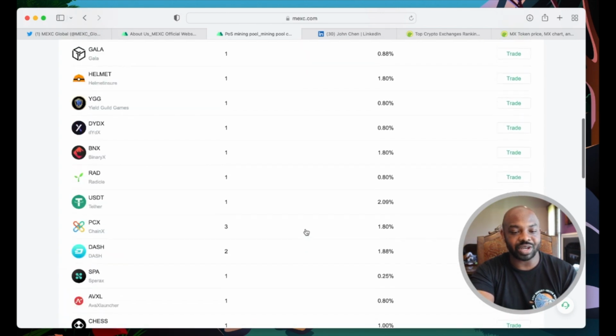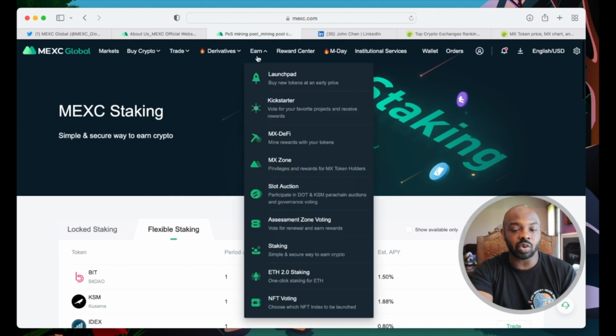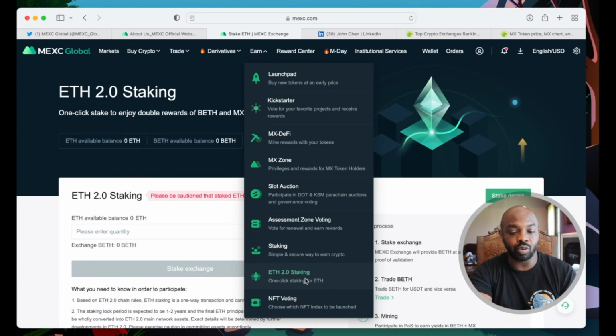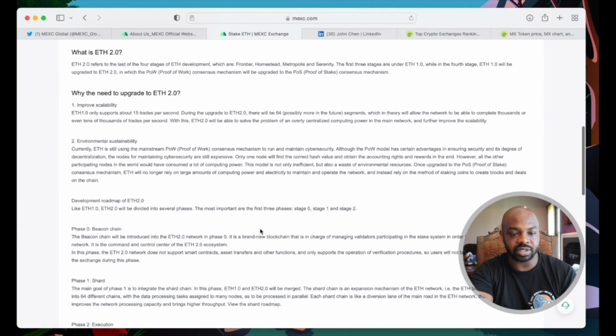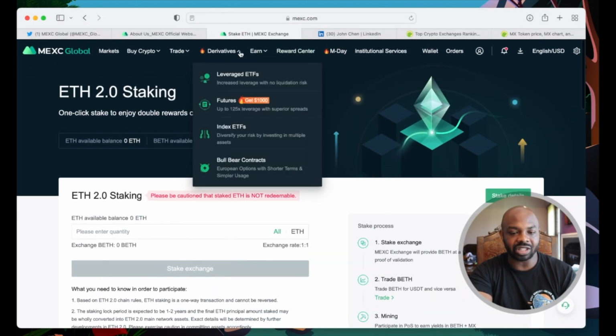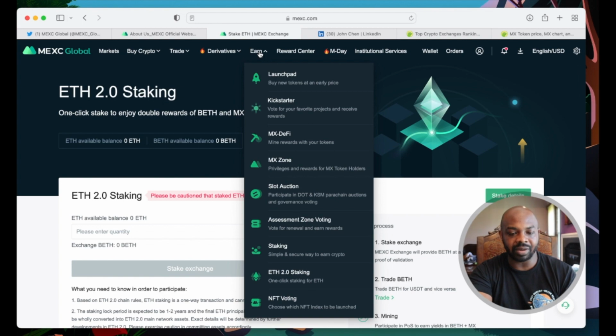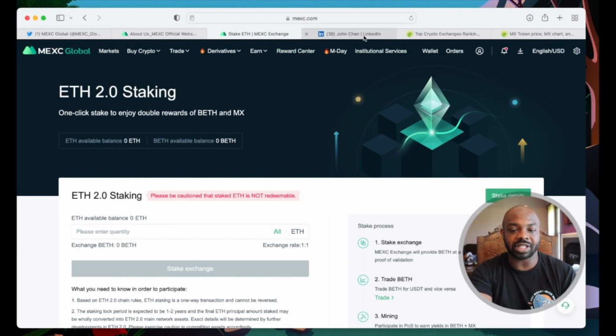If you are interested in any of these coins and you're going to hold a lot of them, you might as well earn extra money while you do it. I like that. ETH 2.0 staking, now that's going to be interesting. Most options don't have that. What is ETH 2.0? You can read that and learn more about it. NFT voting, reward center where you can get rewards. So this is the main section of what they talk about.